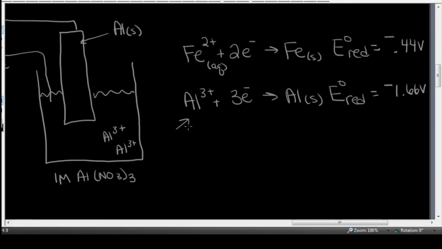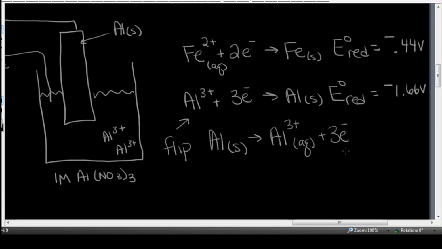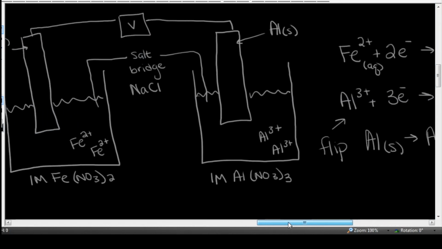So this is the reaction that I need to flip or reverse. I can say that aluminum solid in this electrochemical cell will become aluminum 3+ ions in solution by losing 3 electrons. And in doing so, I now have an E0 oxidation of positive 1.66 volts. Okay, so my aluminum is going to lose the electrons and my iron is going to gain the electrons.